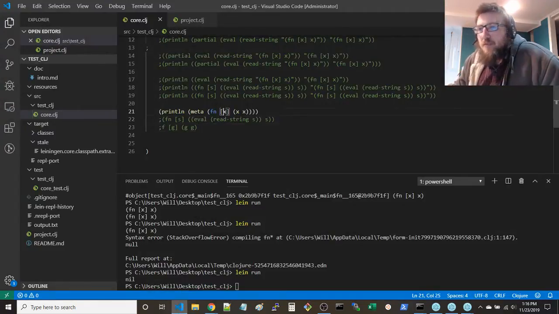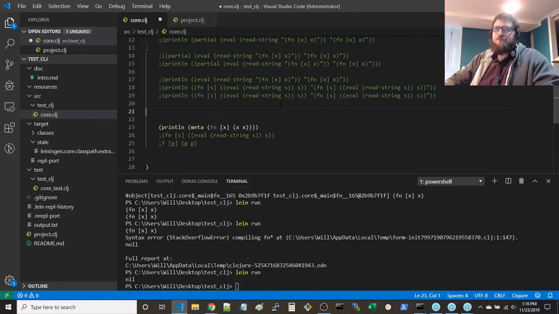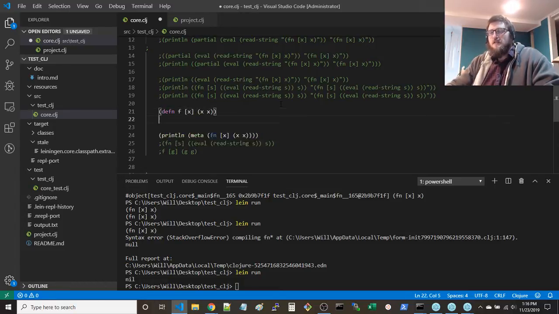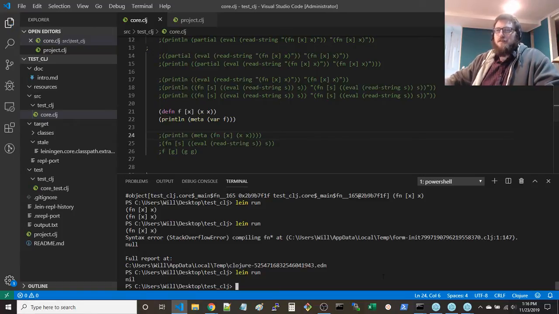Maybe you have to make it a variable. I don't know. So if we define f as just x of xx, and then we take the meta of the var of f and print this. I really don't know. I'm just kind of poking around here.